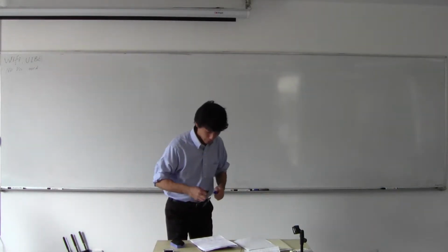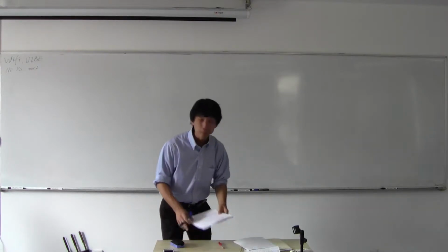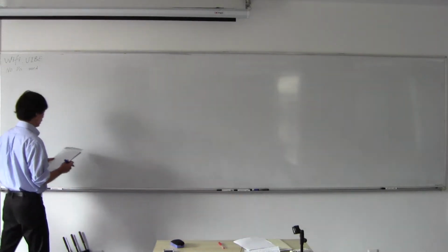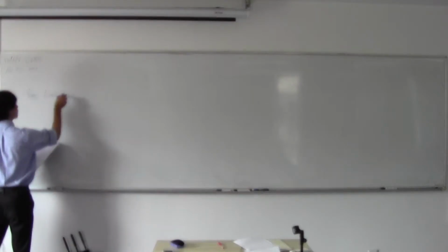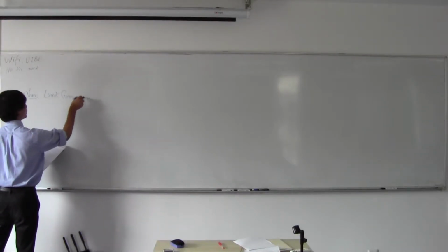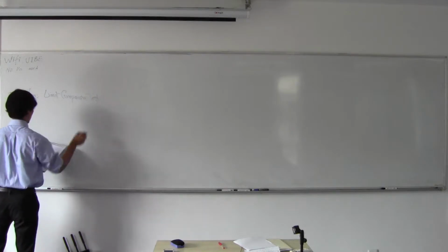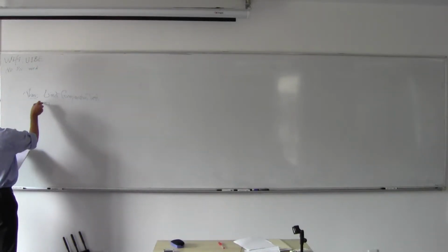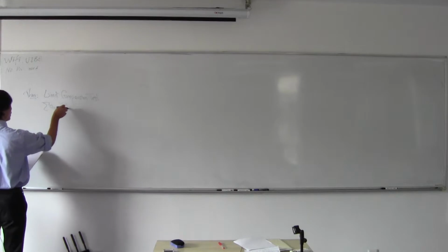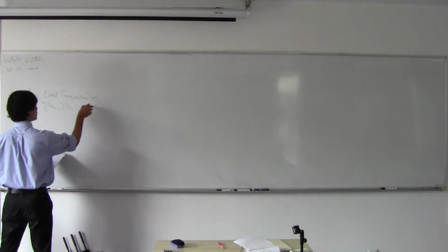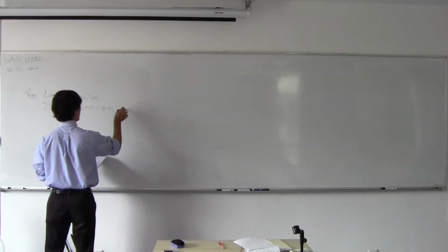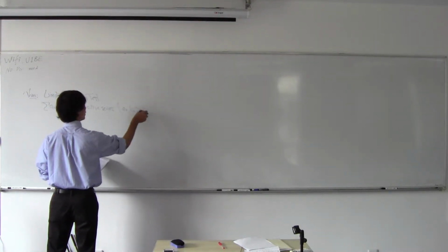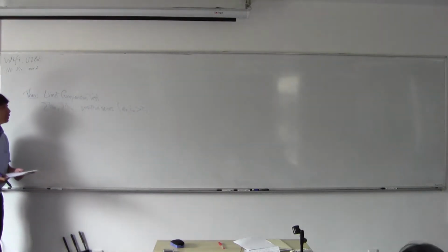Now comes a very interesting test called the limit comparison test. Again, you have A sub n, B sub n. This time they are positive series. So A sub n and B sub n are bigger than 0. They're not just non-negative, but in fact positive.